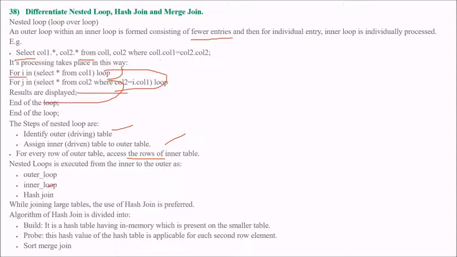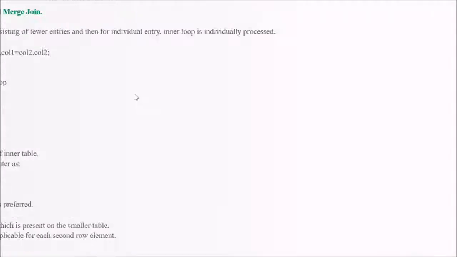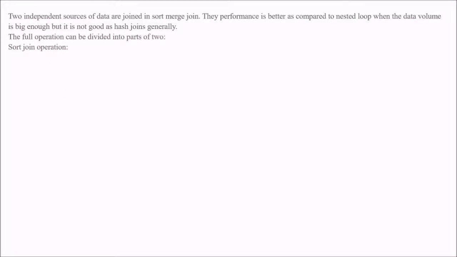So while joining these large tables, we use the hash join, which is preferred. The algorithm of hash join is divided into: first you have build, that is a hash table held in memory, built on the smaller table, while the probe applies this hash value of the hash table to each row element of the second table. And then the sort merge join. Then the two independent sources of data are joined in the sort merge join.